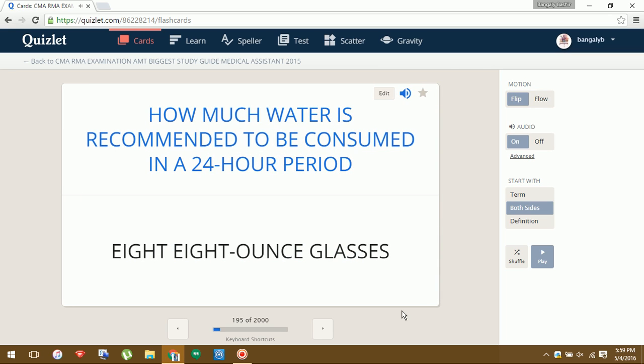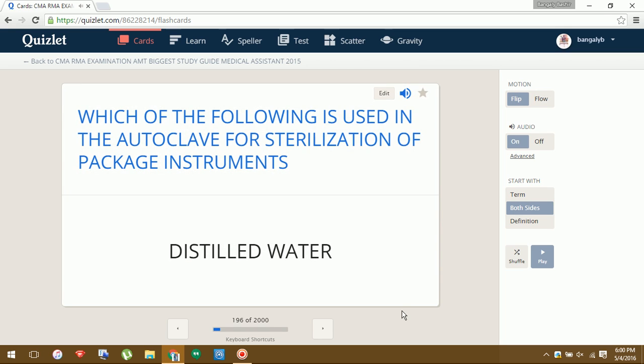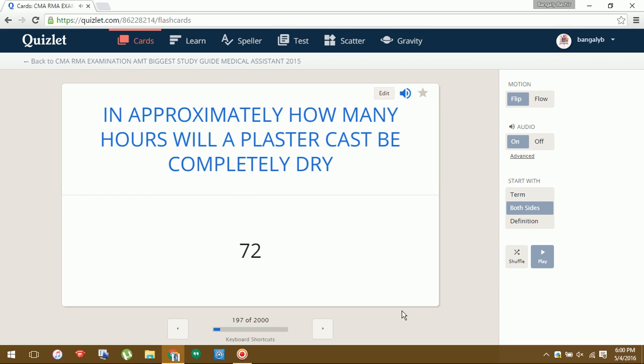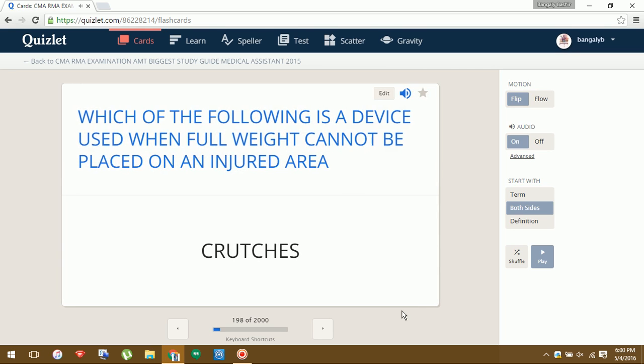How much water is recommended to be consumed in a 24-hour period? 8 8-ounce glasses. Which of the following is used in the autoclave for sterilization of package instruments? Distilled water. In approximately how many hours will a plaster cast be completely dry? 72. Which of the following is a device used when full weight cannot be placed on an injured area?